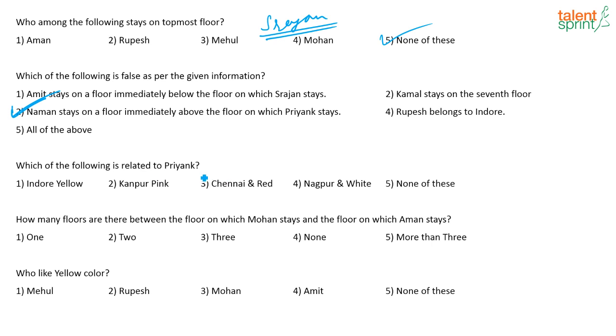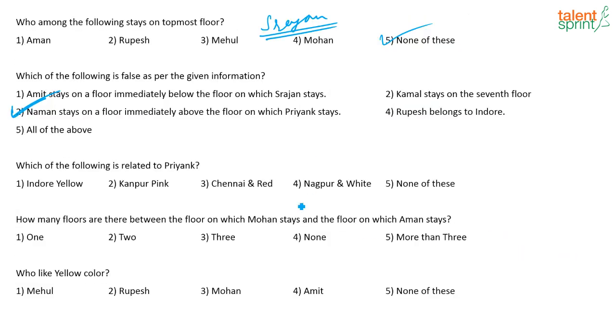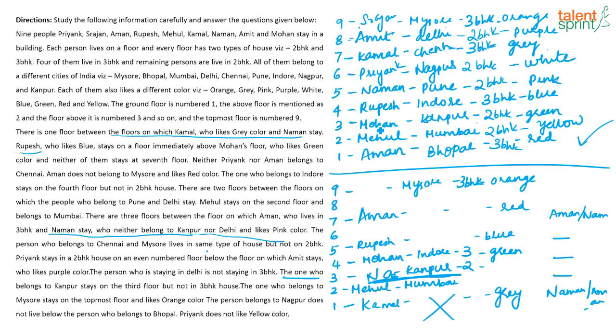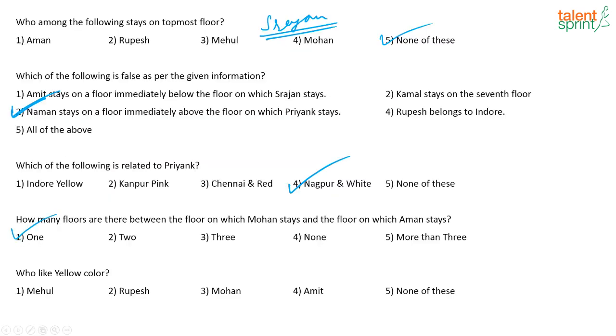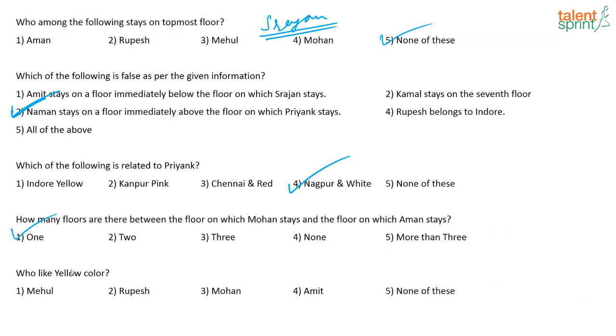Which of the following is related to Priyank? Priyank likes white, no? Priyank, Nagpur, white. So the answer will be option 4. How many floors are there between the floor on which Mohan stays and the floor on which Aman stays? Mohan, Aman. There is one floor in between. Answer is 1. Who likes yellow color? Mehul likes yellow color. So these are the answers for the questions.